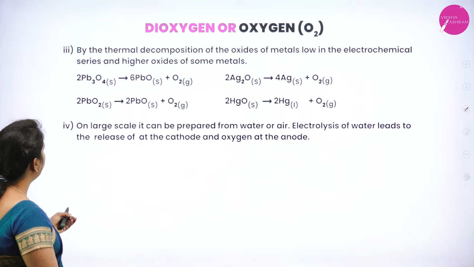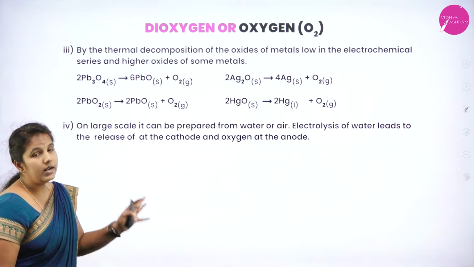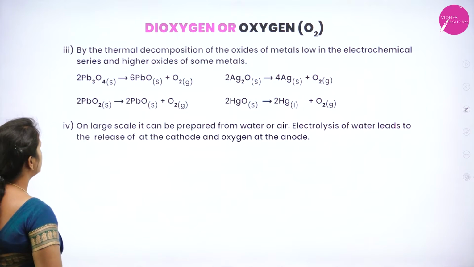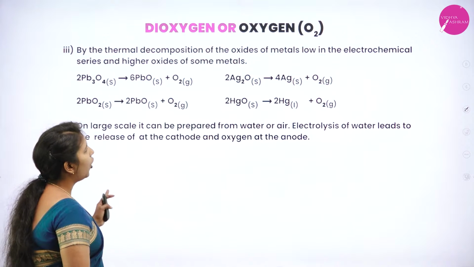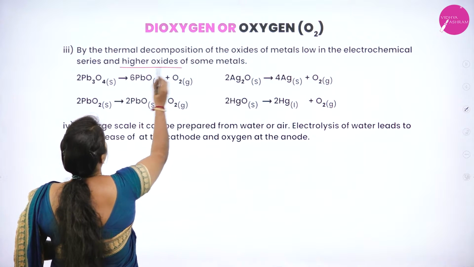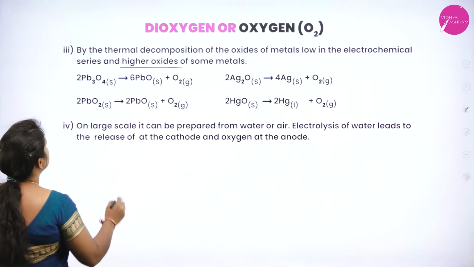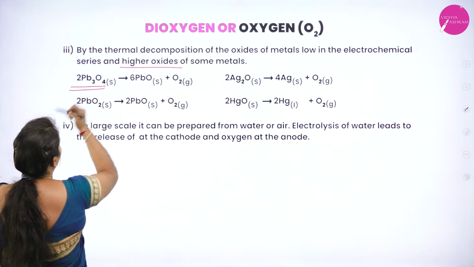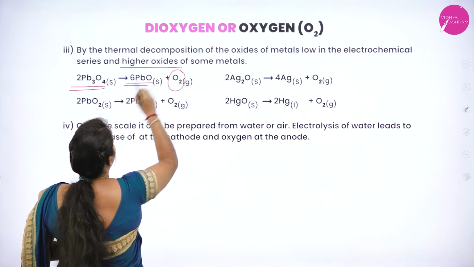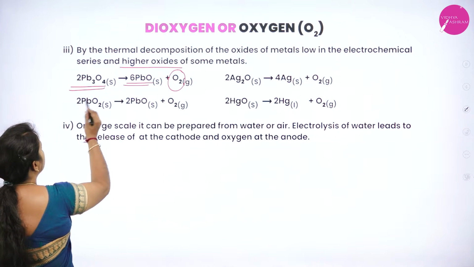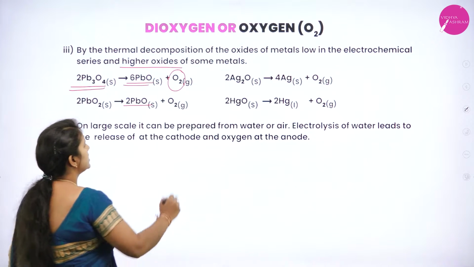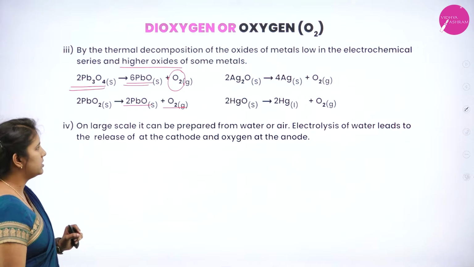We have two more methods, that is by thermal decomposition. If you provide heat, what will happen? The decomposition process we'll see now. By thermal decomposition of oxides of metals low in the electrochemical series and higher oxides of some of the metals. So you can see that we have Pb3O4, which undergoes thermal decomposition to give PbO and dioxygen. Similarly, if I take PbO2, it can also give rise to PbO, that is lead oxide, with the formation of dioxygen.